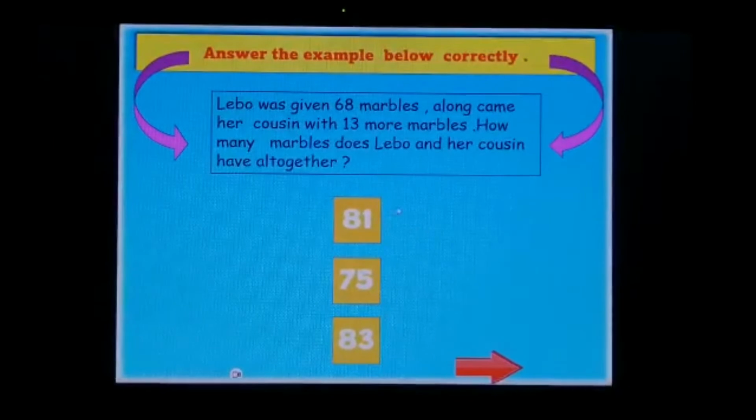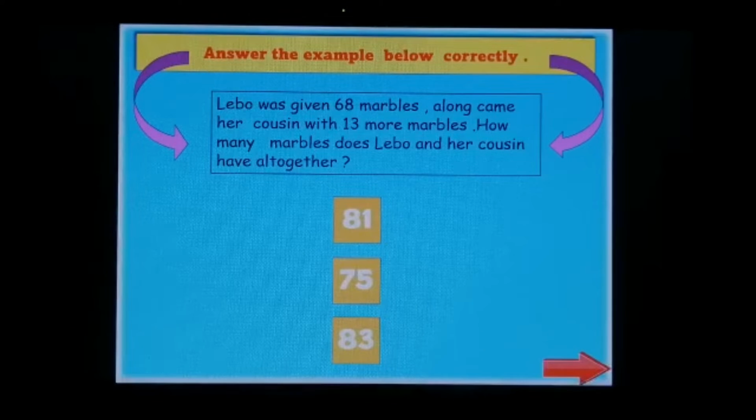Now, the question goes, Lebo was given 68 marbles. Along came her cousin with 13 more marbles. How many marbles do Lebo and her cousin have altogether? So you are going to think about our lesson that we just did. Think about how you're able to understand this question, how you're going to break down this question, whether this question asks you to add or subtract. Once you get the answer, you're going to have to choose the correct answer from option 1, 2, or 3.